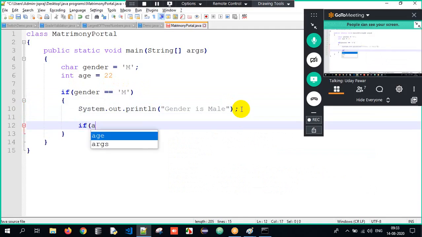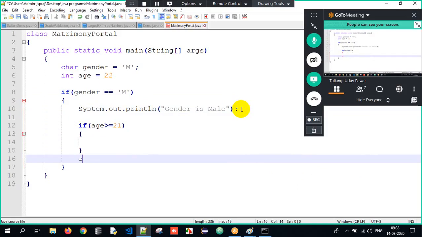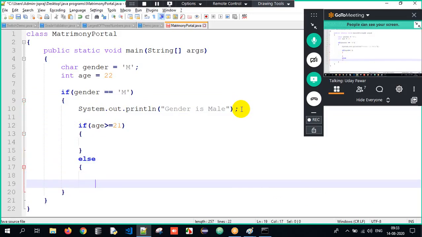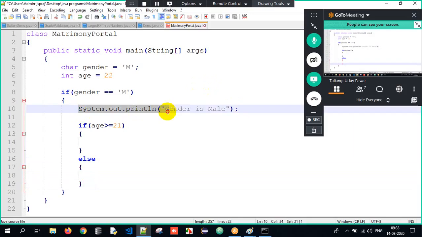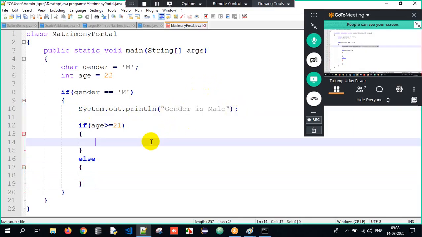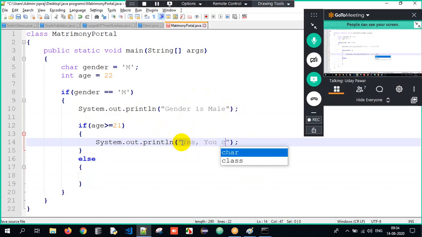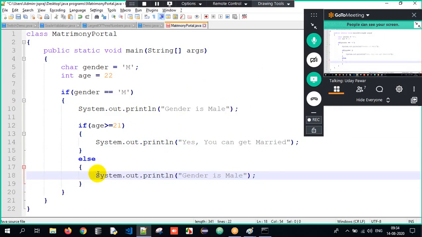If age is greater than or equal to 21, that is when he can get married. If not, that's not the legal age to get married. So I'll just write it as yes, you can get married now. Else, I'll just write it as, have patience. Long way ahead.